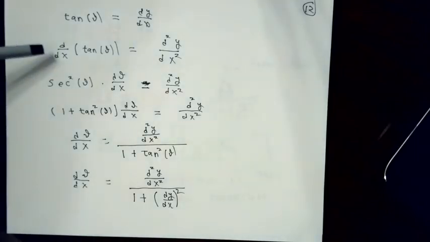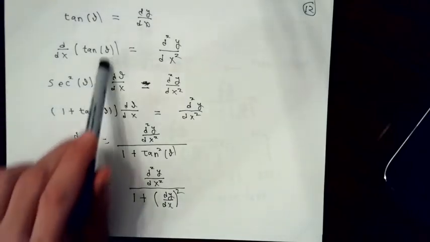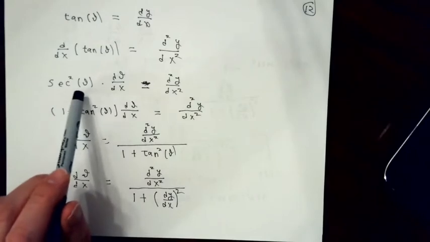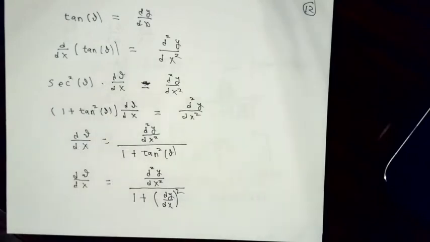Over on this side, I have to use the chain rule. The derivative of tangent is secant squared. Evaluate that at the same place you were evaluating the tangent at, and multiply by the derivative of theta with respect to x. We have a trig identity that says secant squared is 1 plus tangent squared, so I'll go on and write it that way.